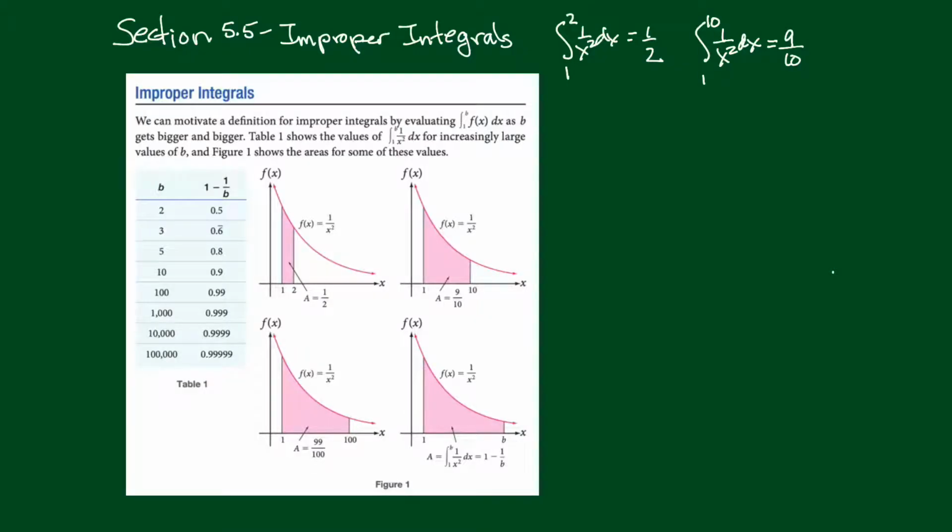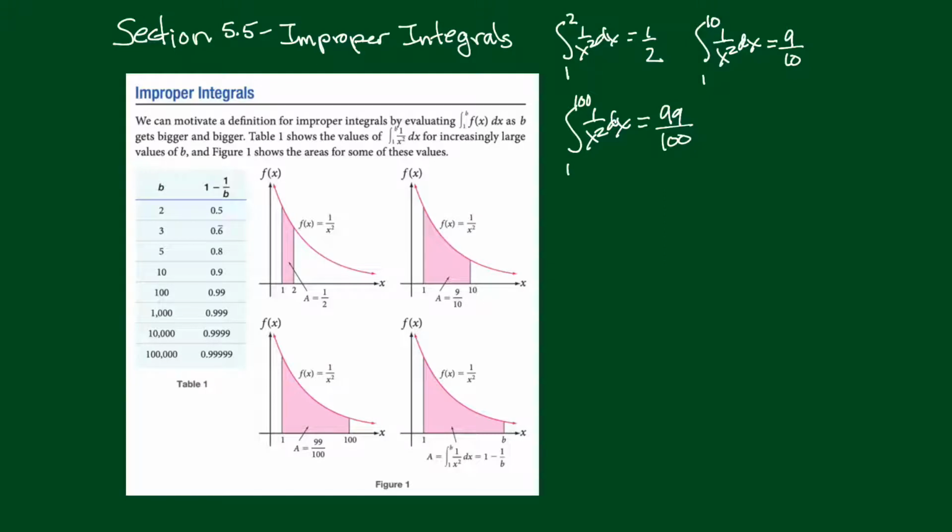Now push that right-hand limit out even farther. So that's this down here. Start from 1, and instead of going to 2 or to 10, push it all the way out to 100. So if we found that, we would go from 1 to 100 of 1 over x squared dx. And that turns out to be, if we actually did it, 99 over 100.